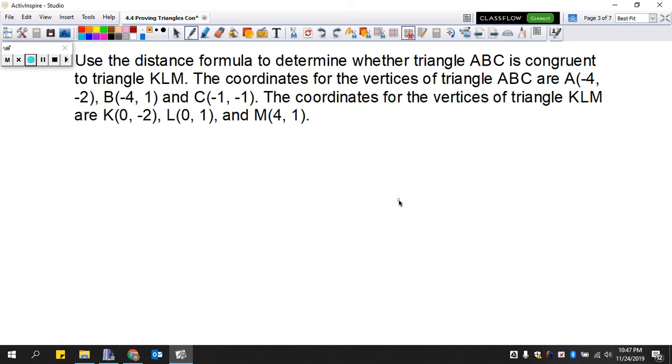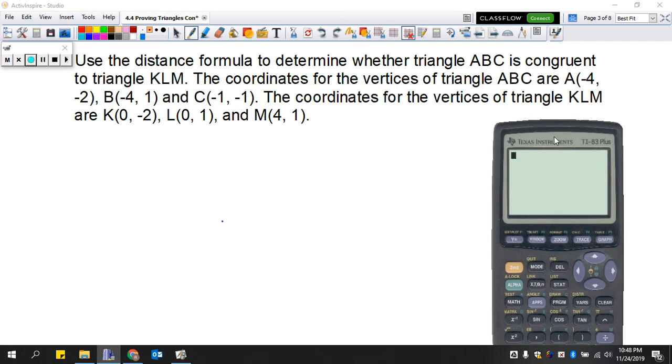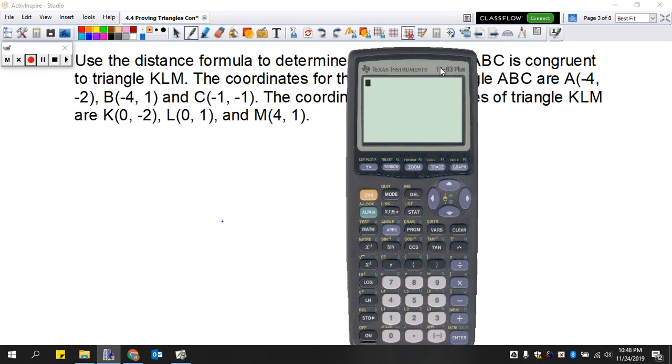Once again, we can do the same thing here. All right. Okay, so use our formula, use our calculator, and we're going to see if AB and KL are congruent. So we're going to move this over here. AB, second square root.